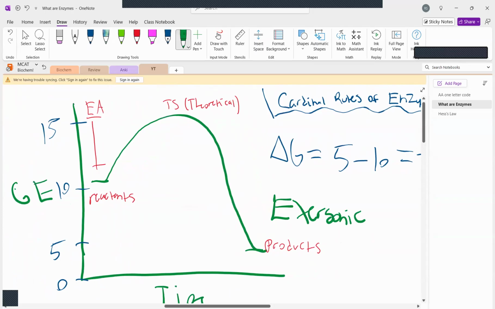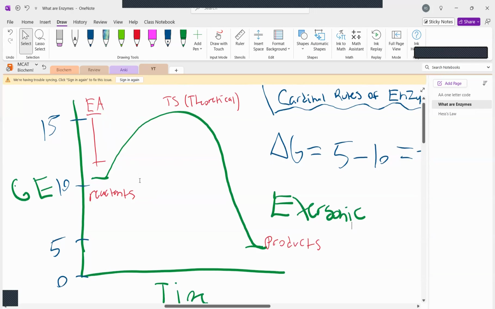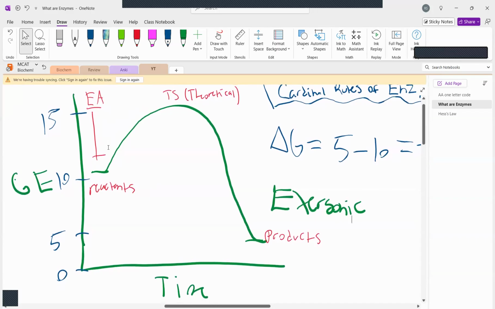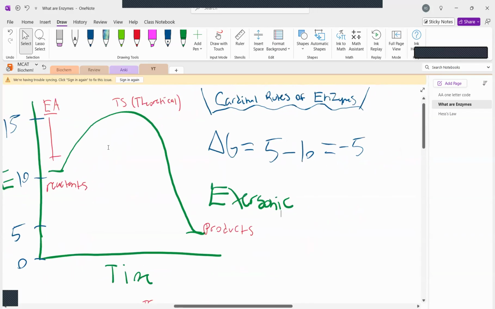You can tell right away it's going to be exergonic because the reactants have a higher energy than the products. And then the activation energy is always between your reactant and your transition state, which is the theoretical state. We'll get more into that in a little bit. It's your activation energy, which is always EA, like EA Sports, for the win. And in this case, you have delta G equals 5 minus 10 equals negative. As I said earlier, delta G is a state function, so you really only care about the products and the reactants.